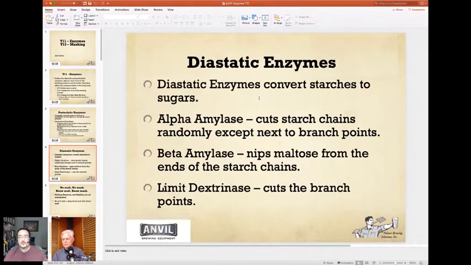Next, we come to our diastatic enzymes, and of course, these are the ones everybody talks about. Your diastatic enzymes convert the starches to sugars, and you have your alpha amylase, which cuts the starch chains randomly at any point along the chain, except next to the branch points. Then you have your beta amylase, which creates maltose, and it nips these maltose molecules from the ends of the starch chains. Finally, there's limit dextrinase, which is a very, very important enzyme, and it cuts the branch points.